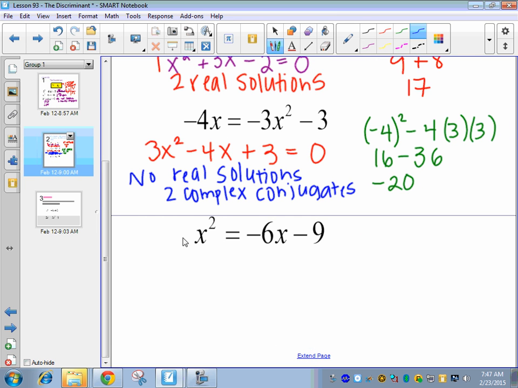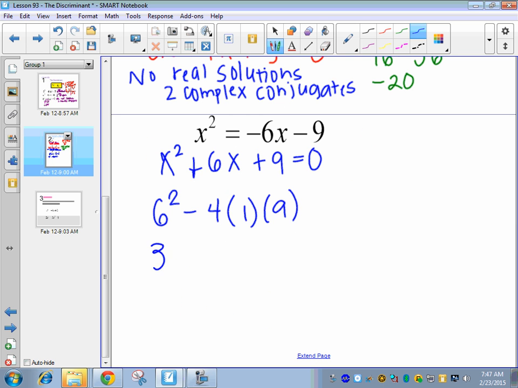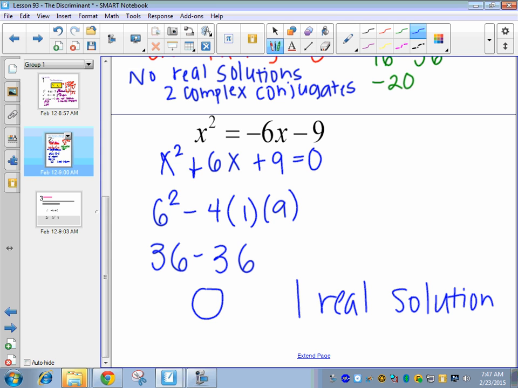1. All right, so let's bring the 6x to the other side. And let's bring the 9 to the other side. B squared minus 4ac, so 6 squared minus 4 times a, which is 1, times c, which is 9. And we get 36 minus 36. So we get 0, which means one real solution. Okay? Don't be confused when you get 0. 0 means one real solution and it crosses one time. All right.